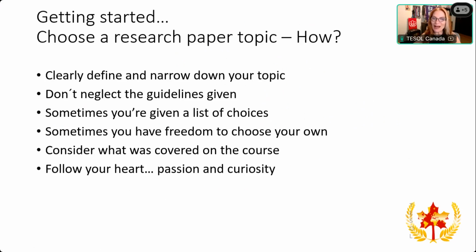Follow your heart, passion, and curiosity. If you're not in love with it, you will not bear getting through the process of writing a research paper. Trust me, it's not painful, but you're going to have to set aside time, probably giving up other activities that you really enjoy, to write your research paper. So you've got to be passionate about it.